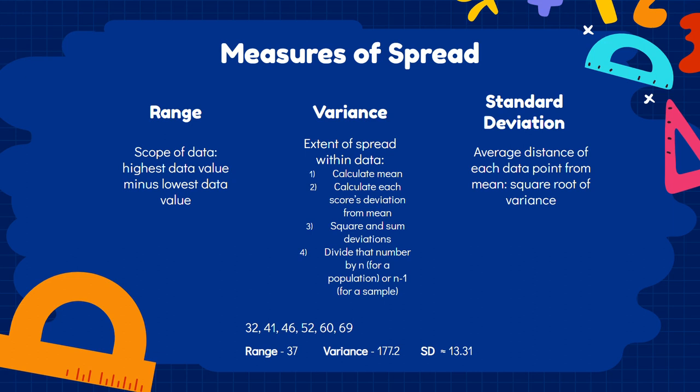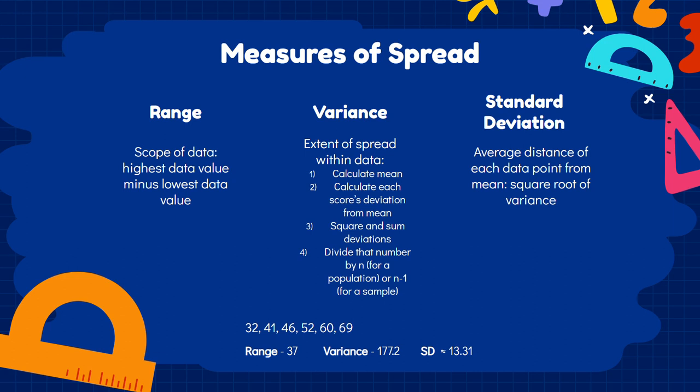It looks a little bit complicated, but all you're doing is taking your data, you find the mean, find the difference between your data point and the mean, right? If it's less than the mean, that number will be negative. If it's greater than the mean, that number will be positive. Square all those, and then add them up, and then divide by n, or n minus 1, depending on if it's a population or sample. So that's how you get variance.